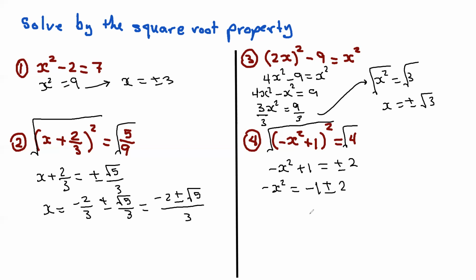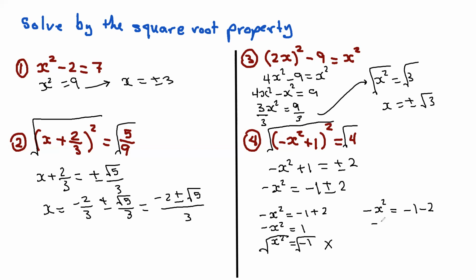And therefore, now I have two situations. I have -x squared equals -1 plus 2, and I have -x squared equals -1 minus 2. Now in this one here, you have -x squared equals 1. Divide both sides by -1 to get the x squared by itself. x squared equals -1. Square root both sides. You cannot do it because you cannot square root a negative number.